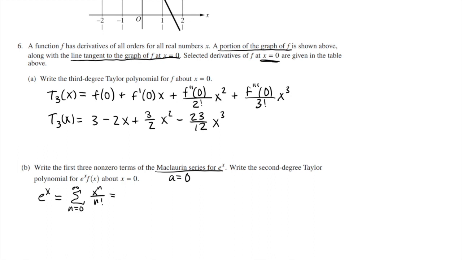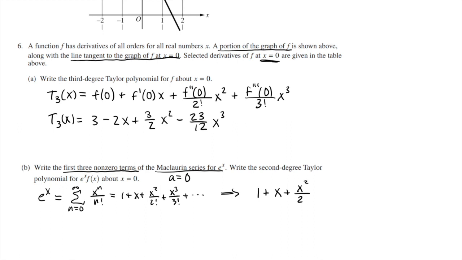Or you could write this out as 1 plus x plus x squared over 2 factorial plus x cubed over 3 factorial and so on, right? And they just wanted the first 3 non-zero terms. Well, these are the first 3 that are not 0. So that first answer is 1 plus x plus x squared over 2 factorial, or just over 2. This is the degree 2 Taylor polynomial for e to the x.